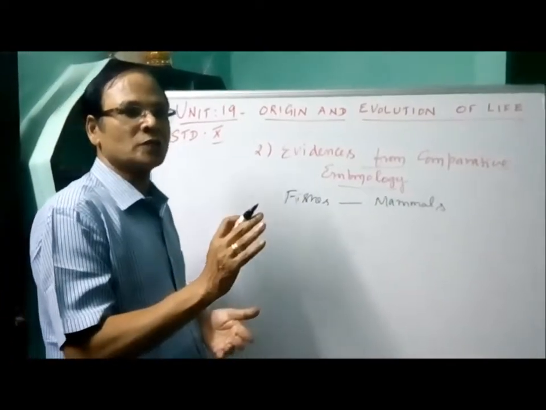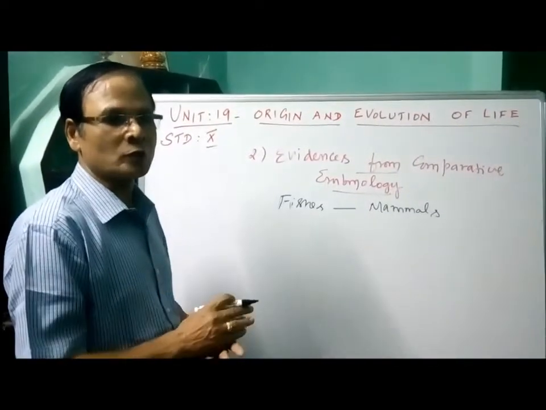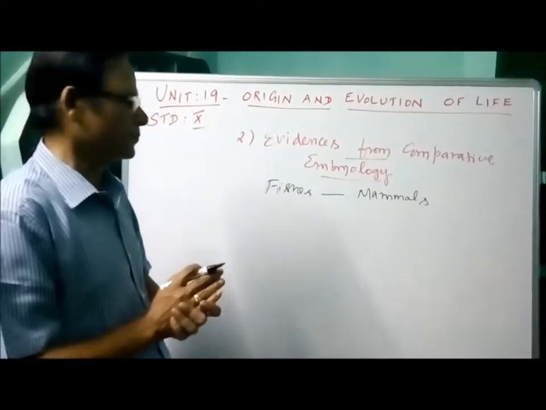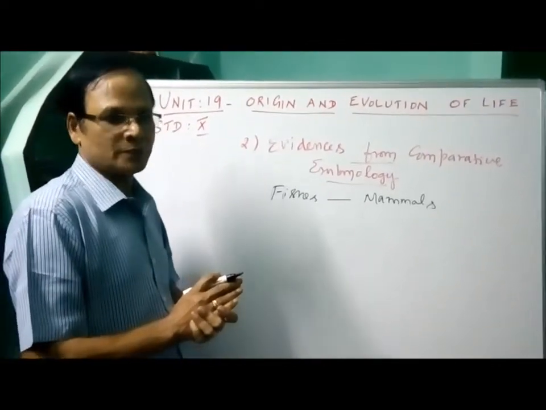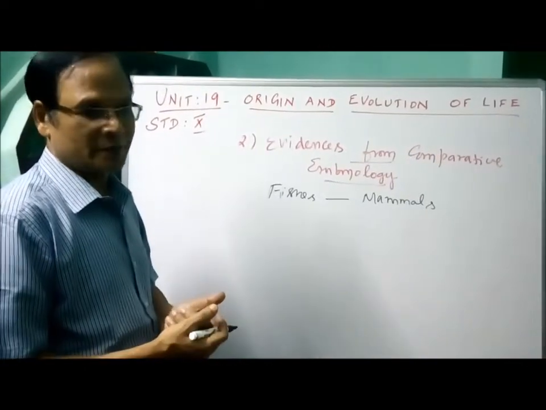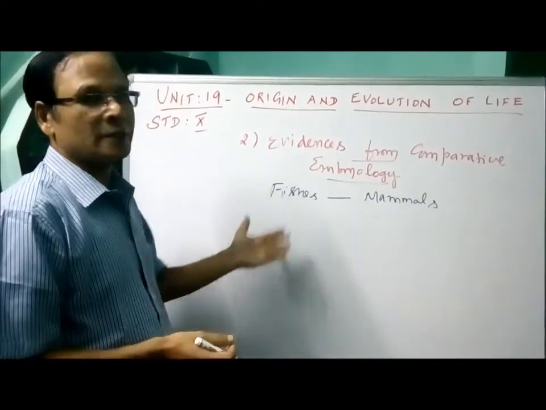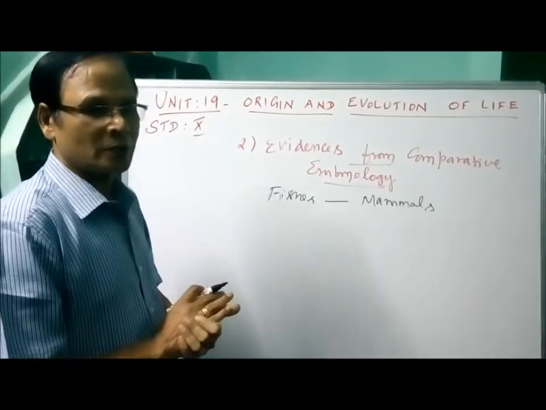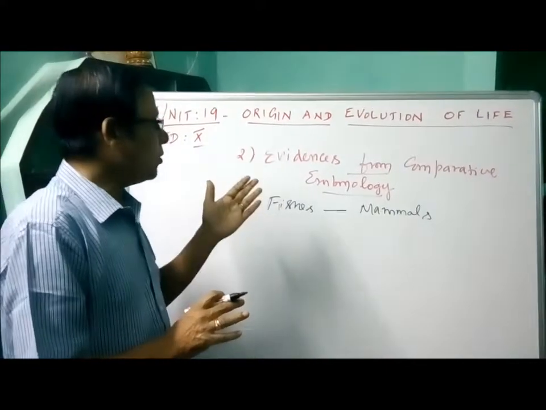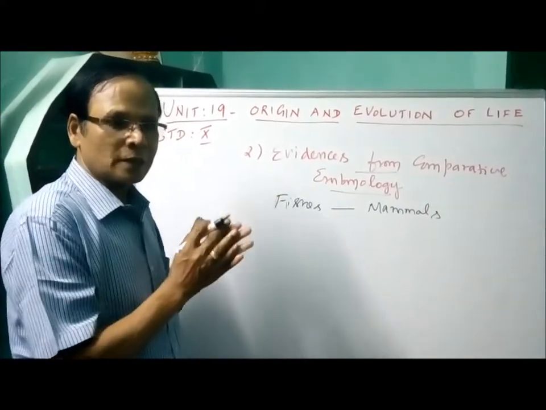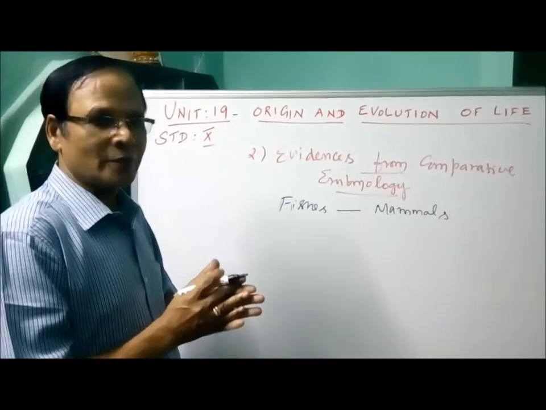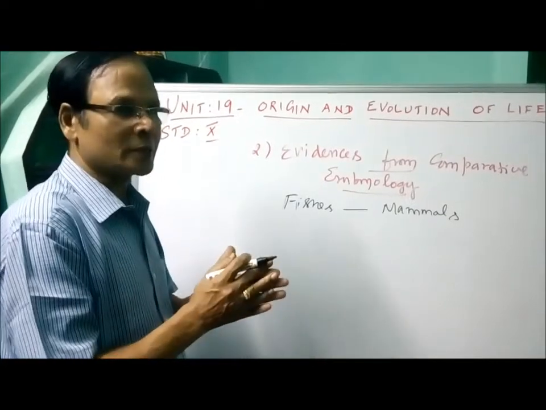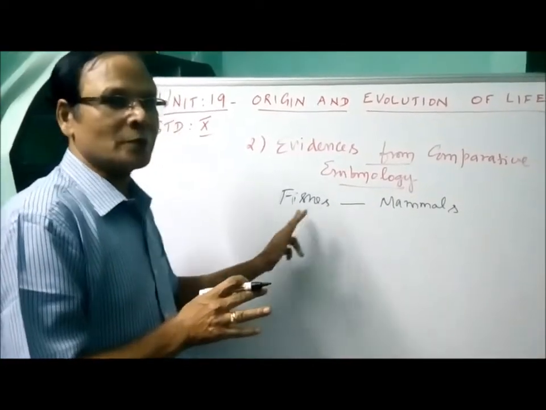So you cannot differentiate the early embryos of a fish, a frog, a reptile, a bird and a mammal. All are similar, exactly alike. The differentiation of special characters occurred only at the later stage of development. So that is the concept: evidence from comparative embryology showed that all the individuals have a common ancestor. That means the monophyletic origin, only one ancestor for all the animals.